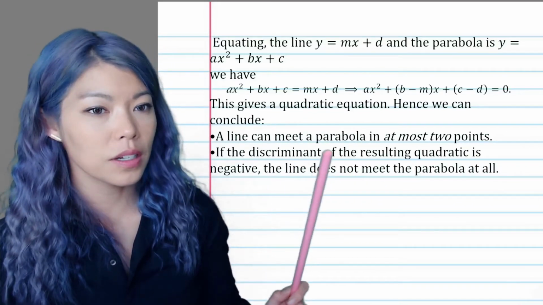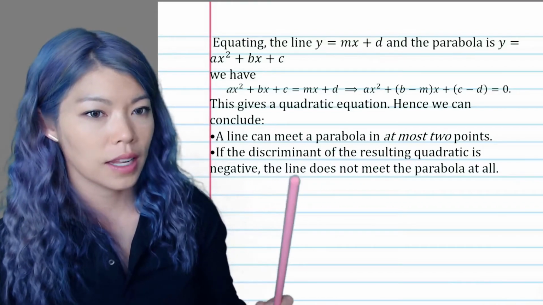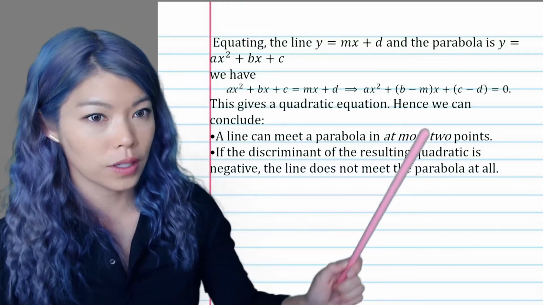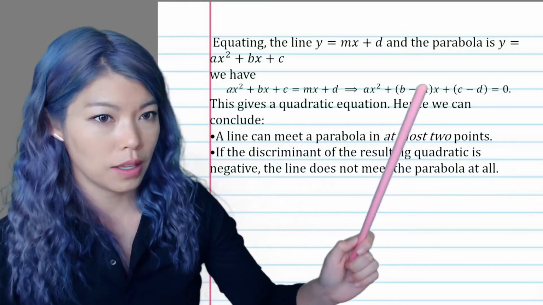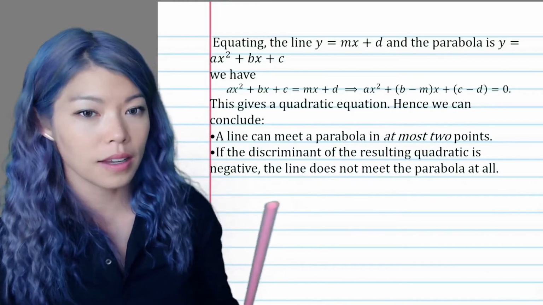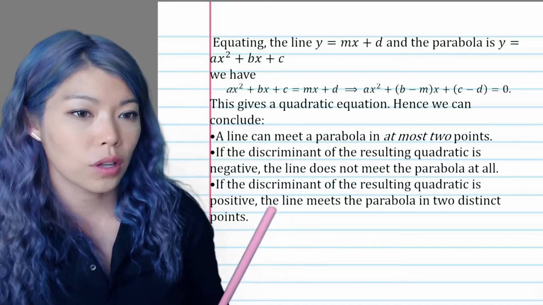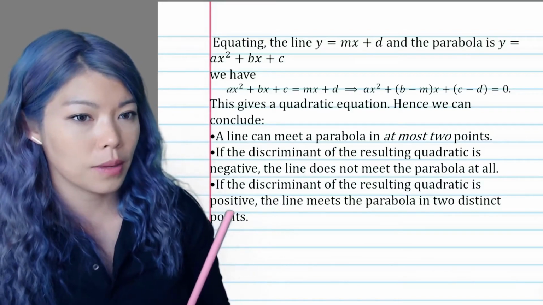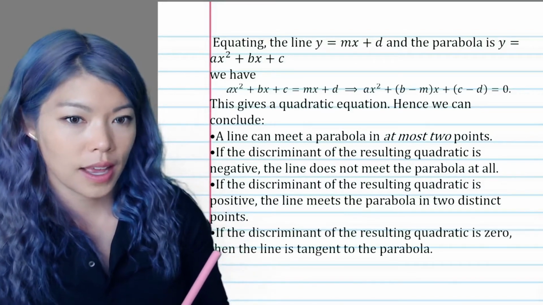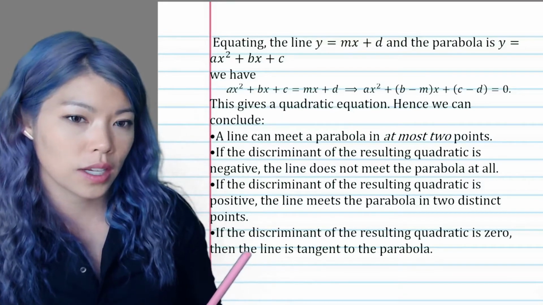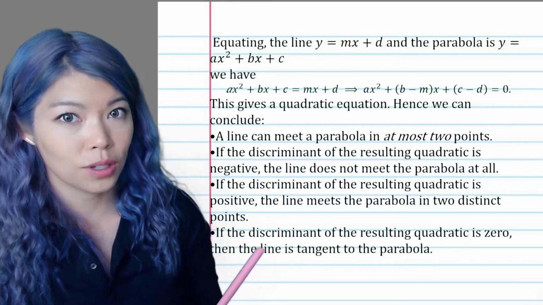If the discriminant of the resulting quadratic is negative, the line does not meet the parabola at all. So the discriminant, where b is this, a is this, and c is that. If the discriminant of the resulting quadratic is positive, the line meets the parabola in 2 distinct points. And if the discriminant of the resulting quadratic is 0, then the line is tangent to the parabola.